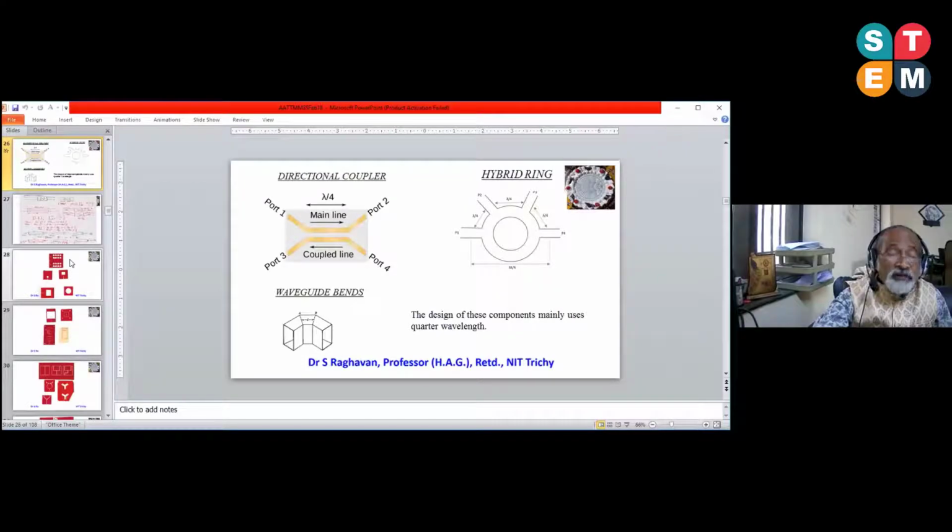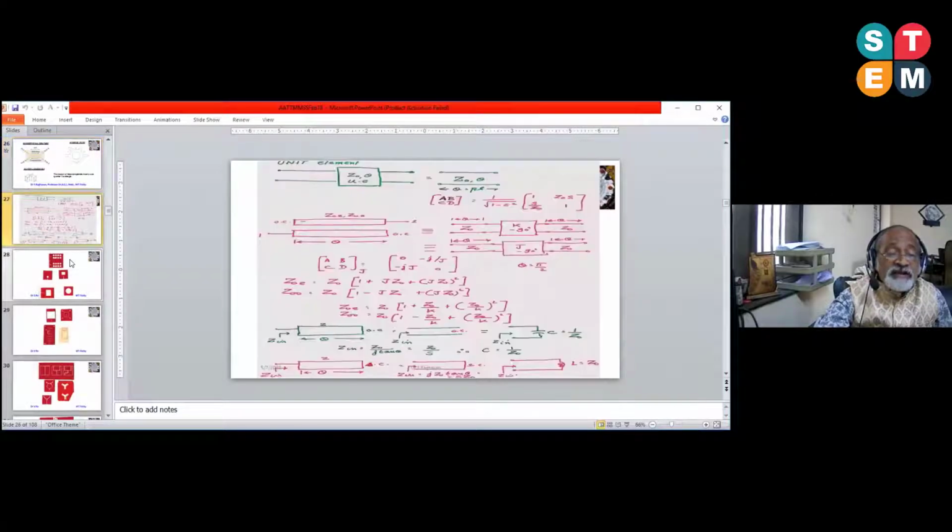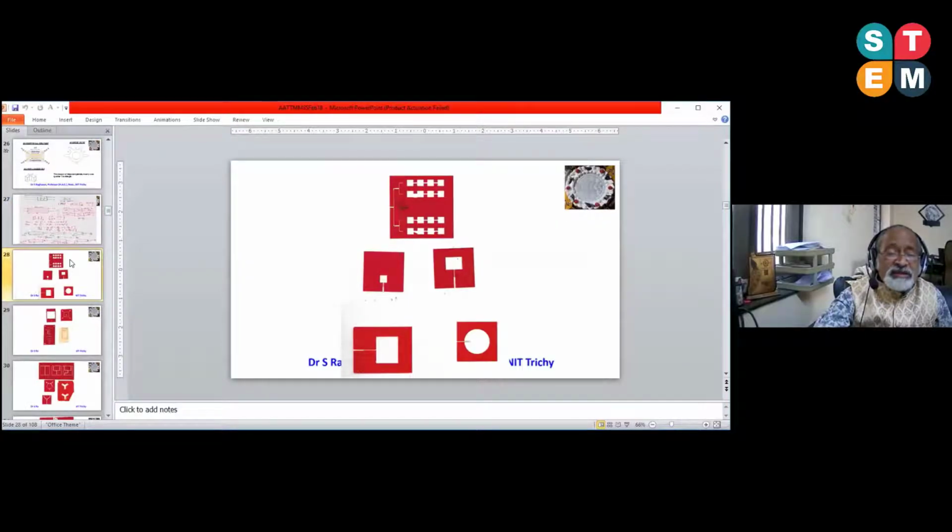So these are the few things. What you see in the bottom is the waveguide version. What you see in the top is a MIC version. This is the summary of the formula needed for the filter. And these are all the things.